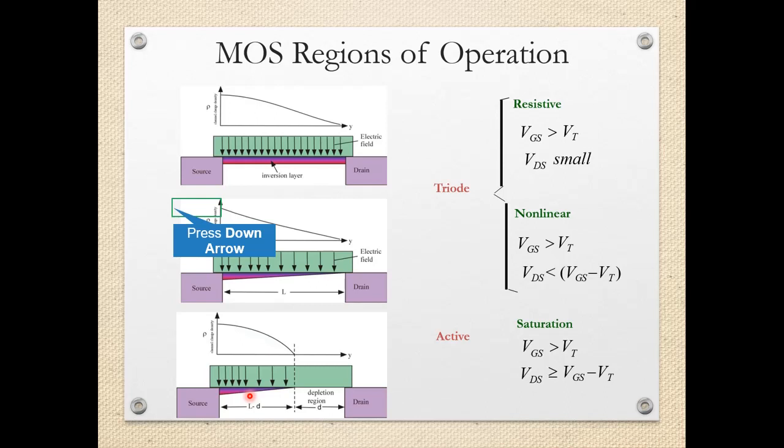So if VDS rises to the point where it is equal to VGS minus VT, there is no voltage near the drain to induce an inversion layer, and the channel is pinched off. This condition is called the pinch off condition, meaning gradually this inversion layer is reduced. So there is a region in which there is no inversion layer. That is called a pinched off channel.